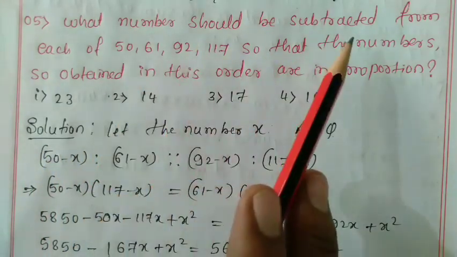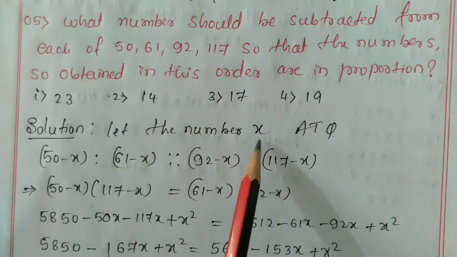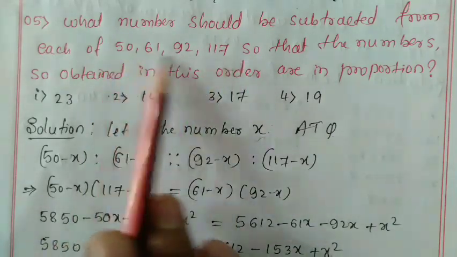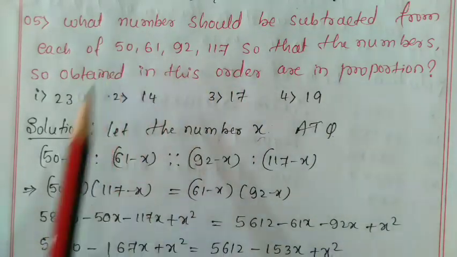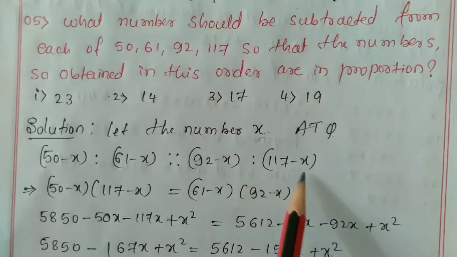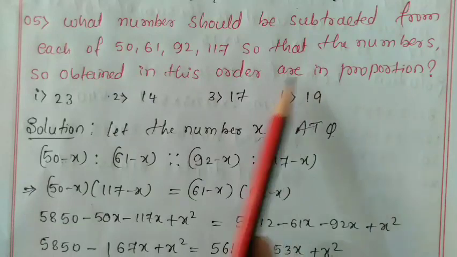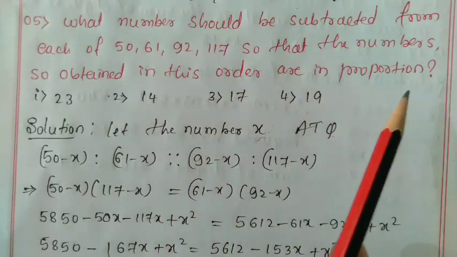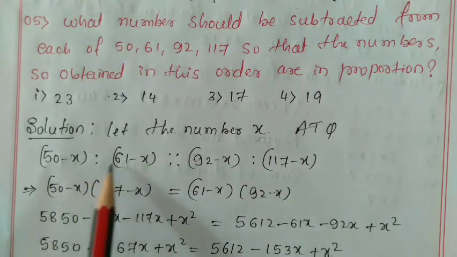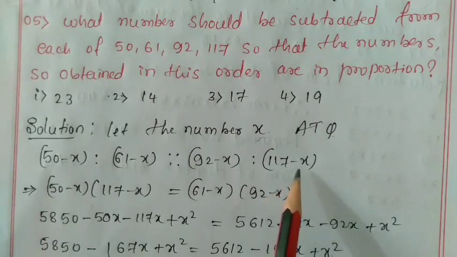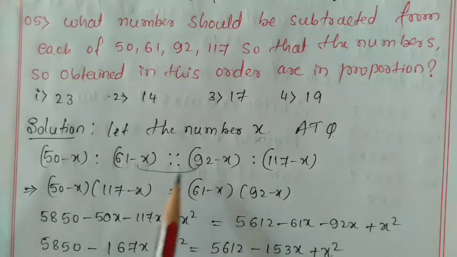Okay, you don't know which number you want to subtract, you can consider let the number be x, you can write. Okay, according to the question you can subtract x from these four numbers. So 50 minus x and 61 minus x, 92 minus x, 117 minus x, you can write. Already given, these all are in proportion. Okay, so 50 minus x ratio 61 minus x proportion 92 minus x ratio 117 minus x you can write.